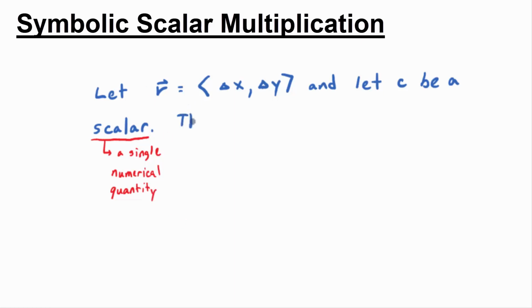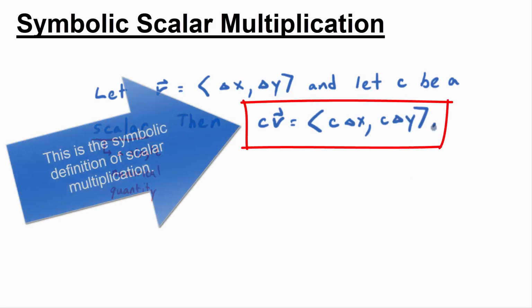Okay. Then, this is the big definition we're trying to come up with. C times V, you guys have kind of already told me, has to be, what do you do? You take C times the individual components, delta x and delta y, to get the component form of C times V. So it equals C times delta x, comma, C times delta y. Does that make sense to you? Not too crazy, right?